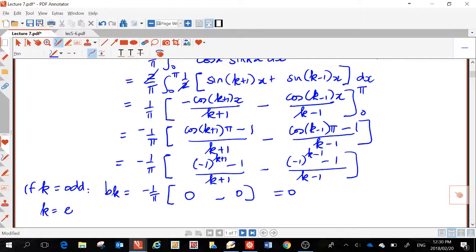If k is even, on the other hand, then bk works out to be minus 1 over pi. This time, if it's even, plus 1 is odd. Minus 1 to the odd is minus 1. Minus 1 minus 1 is minus 2. Minus 2 over k plus 1 minus, again here, minus 2 over k minus 1.